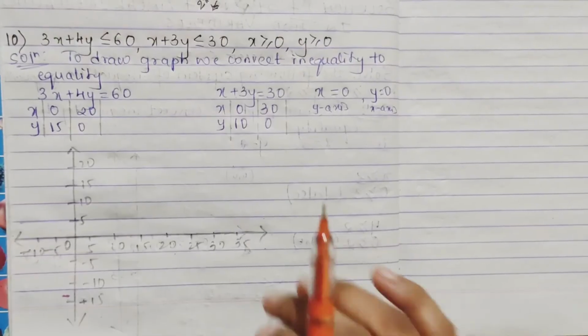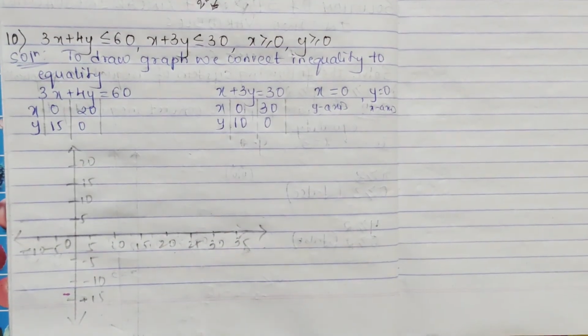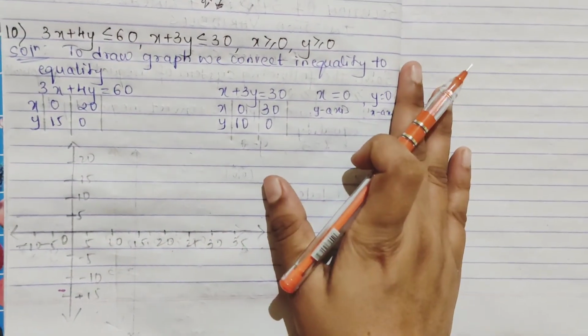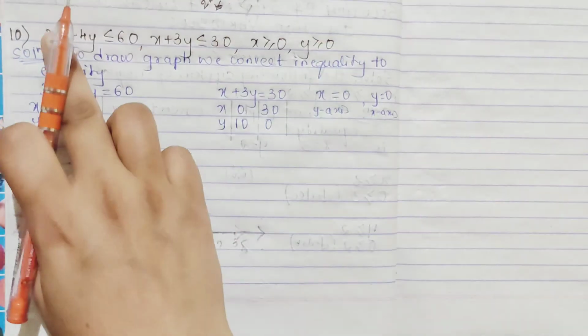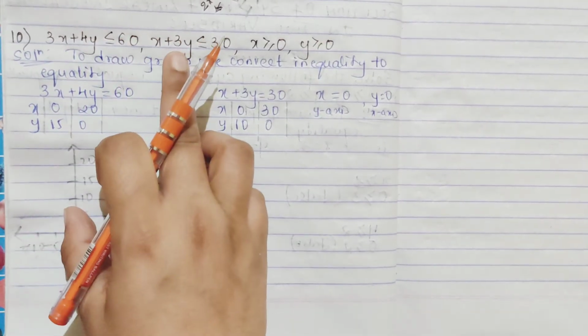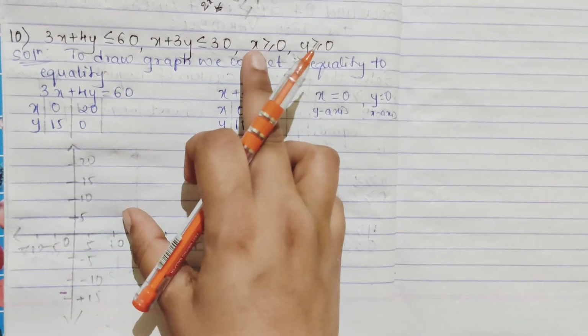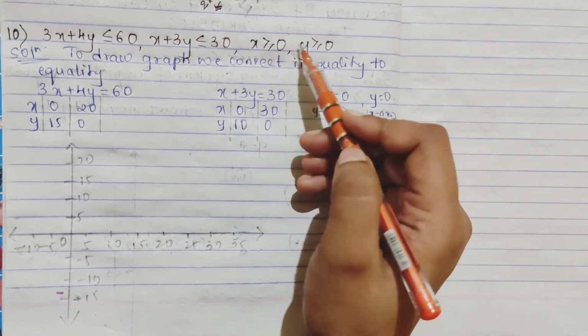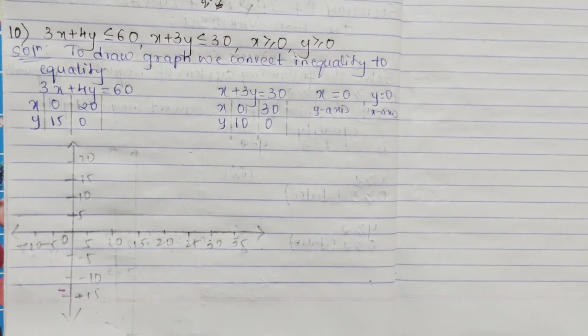Next we have taken the 10th question. Here they have given you 4 inequalities: 3x plus 4y less than or equal to 60, x plus 3y less than or equal to 30, x greater than or equal to 0, y greater than or equal to 0. Greater than or equal to 0 means positive, right? So we'll go step by step.